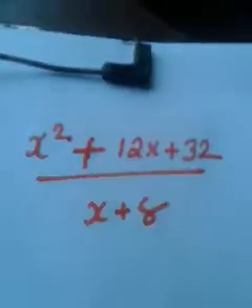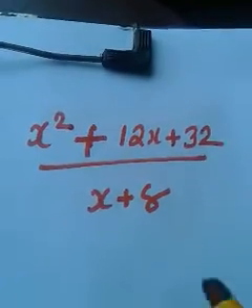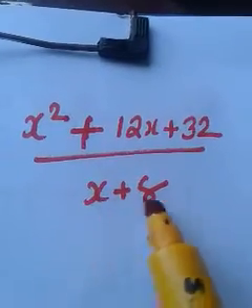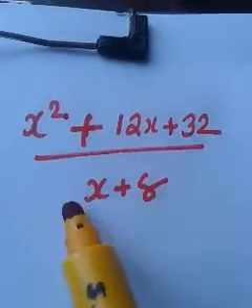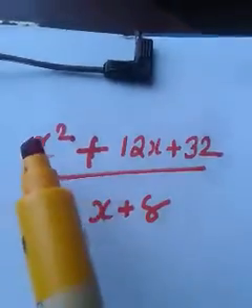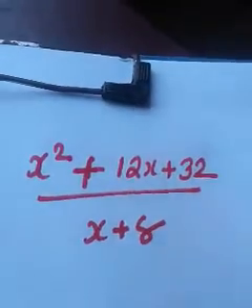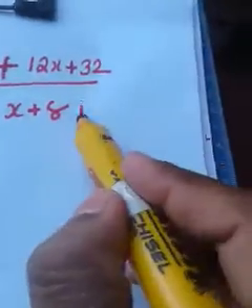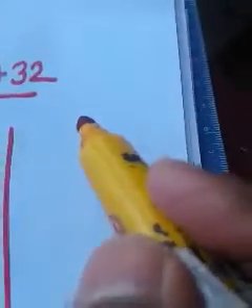Divide x square plus 12x plus 32 by x plus 8. And now you just see the denominator. Denominator is in its simplified form, so we cannot simplify the denominator again. Now you just start thinking about the numerator, and the numerator is x square plus 12x plus 32. You just take that numerator to the right side, and we are going to explore that numerator.